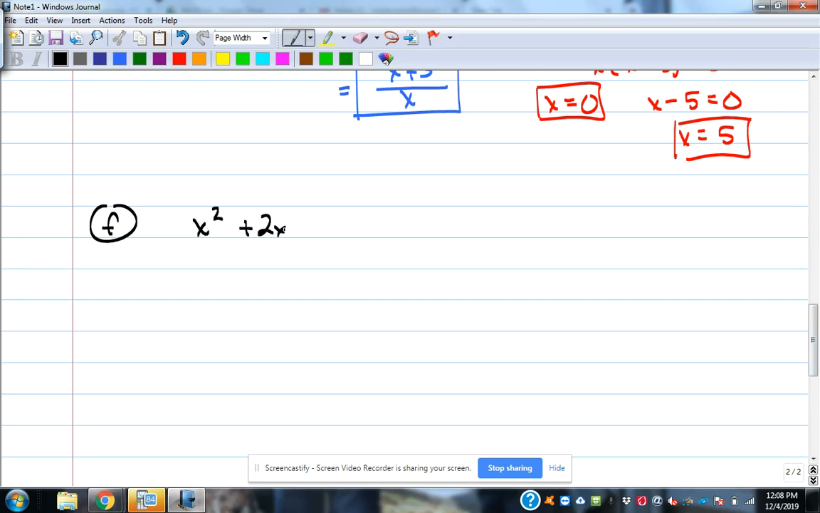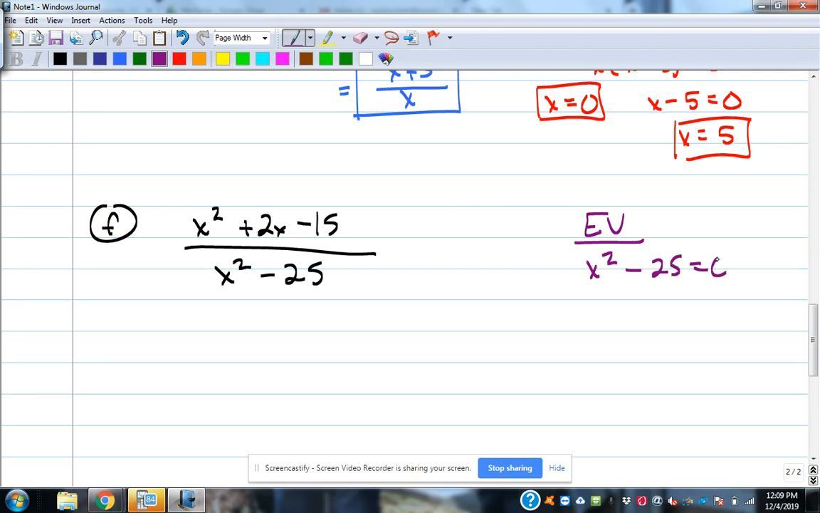x squared plus 2x minus 15 over x squared minus 25. Excluded values. Everything inside of me wants to solve that by square roots, but I know I'm going to need the factoring anyway. I would normally add 25 and take the square root of both sides, but I want the factors because I'm simplifying a rational expression. So I'm going to factor, because that's a what? Difference of squares, x plus 5, x minus 5.